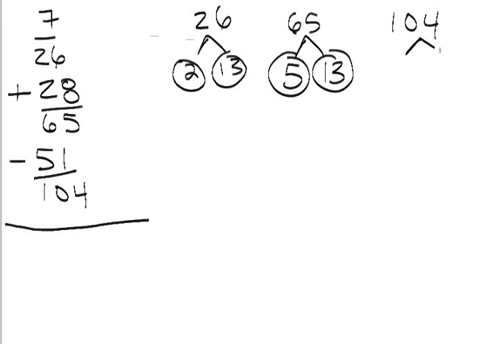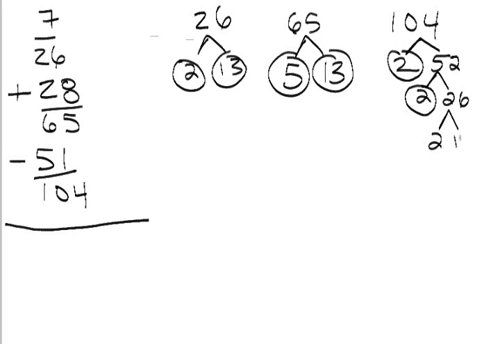Let's see, I can break this down to 2 times 52. 2 is prime, 52 breaks down to 2 times 26, 2 is prime, and 26 breaks down to 2 times 13. So 104 equals 2 to the third times 13. So our least common denominator has to include 2's, 5's, and 13's. So we'll look at these prime factorizations separately to determine how many of each one to include.